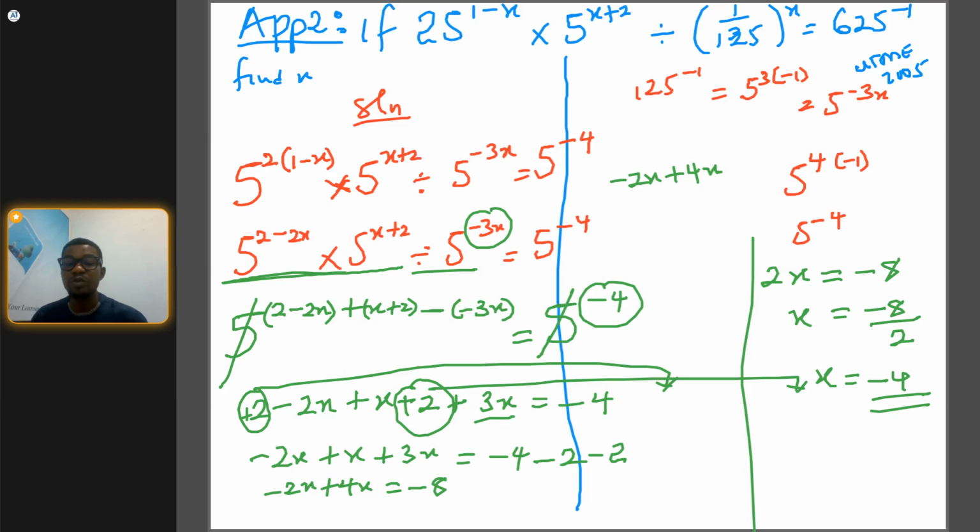And you could see that if you don't understand the law of indices, solving questions like this will be a bit hard for us. So the basics is that we understand the law of indices and we can apply it to any question we are given. So applying the rule of indices, we got our answer that x equals to minus 4. I believe that is clear to everyone. If it's clear to you, thumbs up.